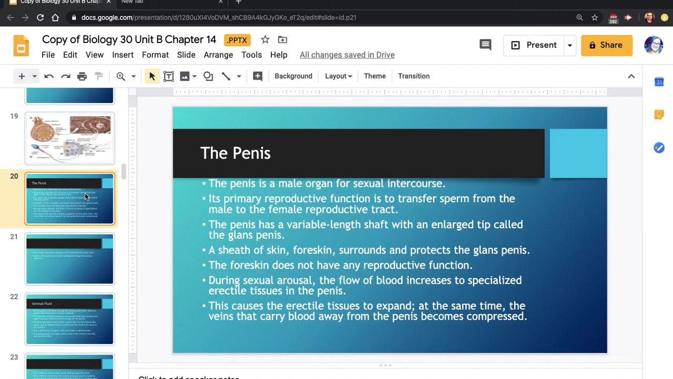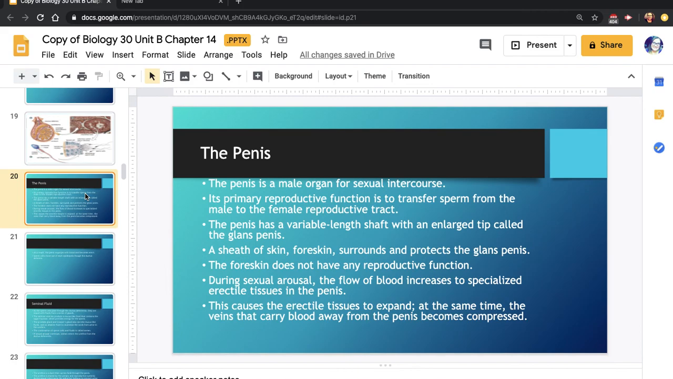Okay, so the penis is the male organ for sexual intercourse. Its primary reproductive function is to transfer sperm from the male to the female. The penis has a variable length shaft with an enlarged tip called the glans penis. A sheath of foreskin surrounds and protects the glans penis. The foreskin does not have any reproductive function, so there's no reason for the foreskin, but it protects, I guess, that area.